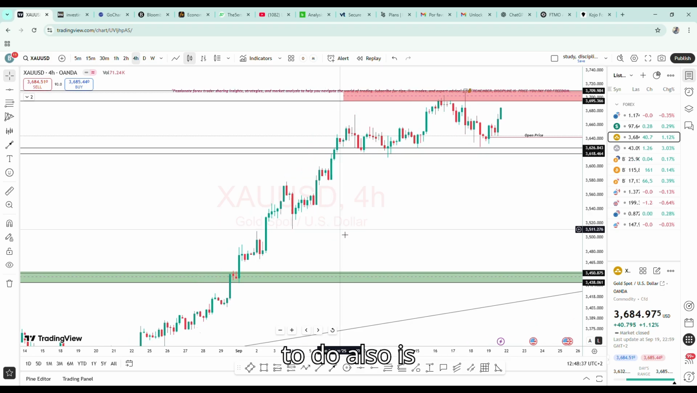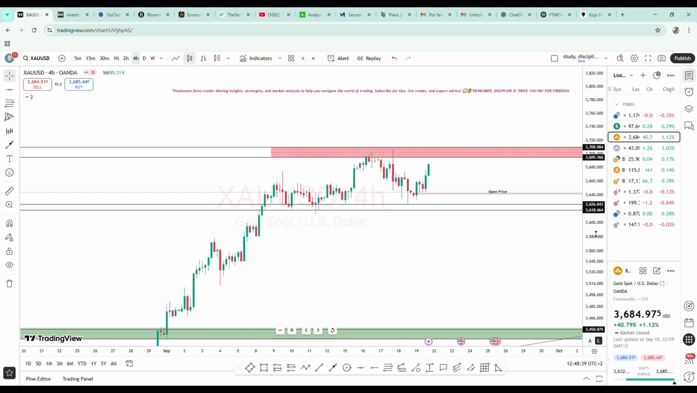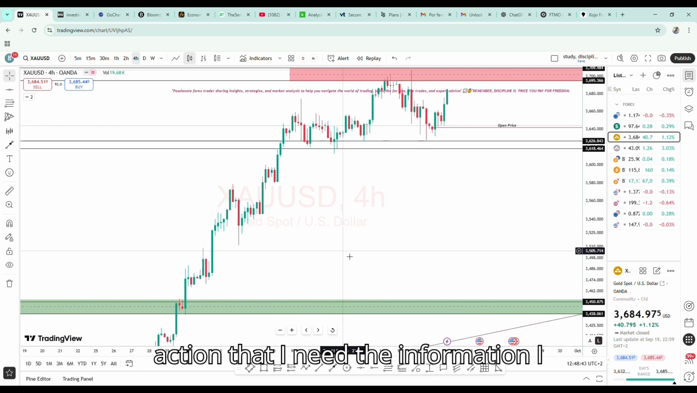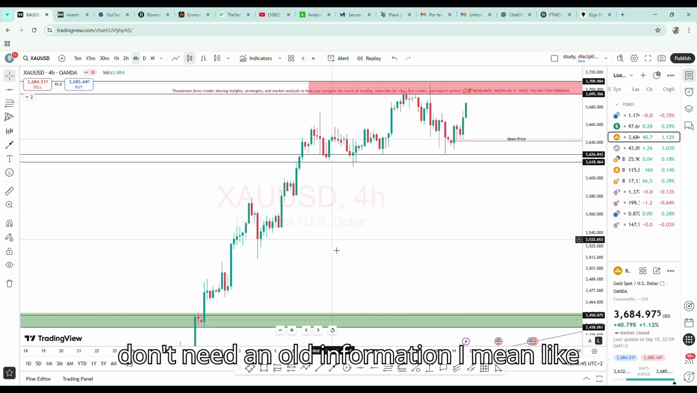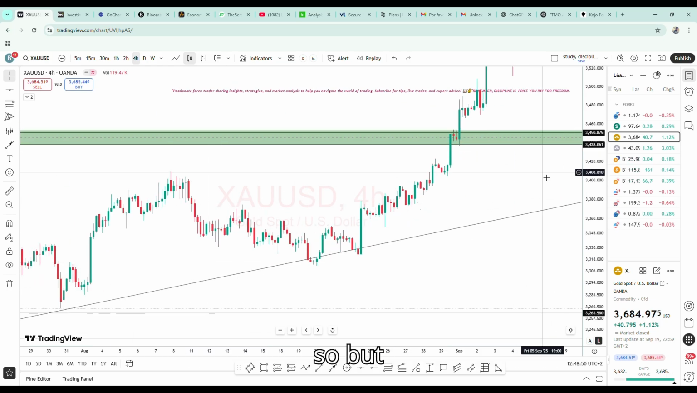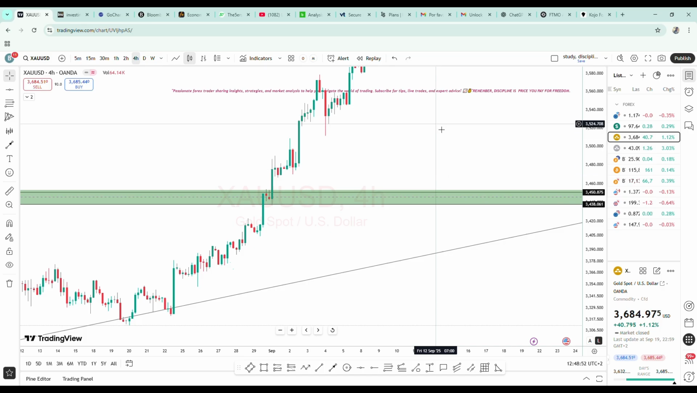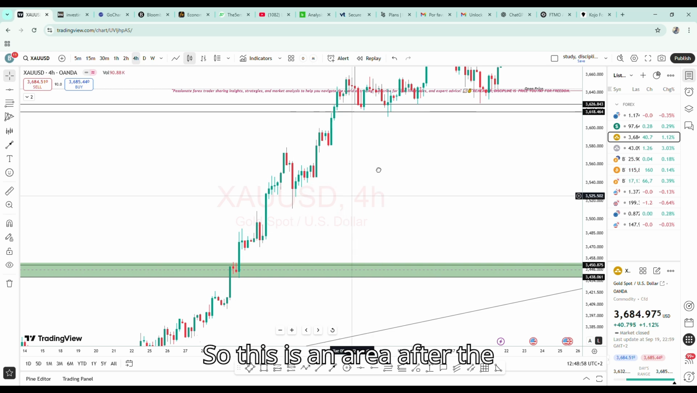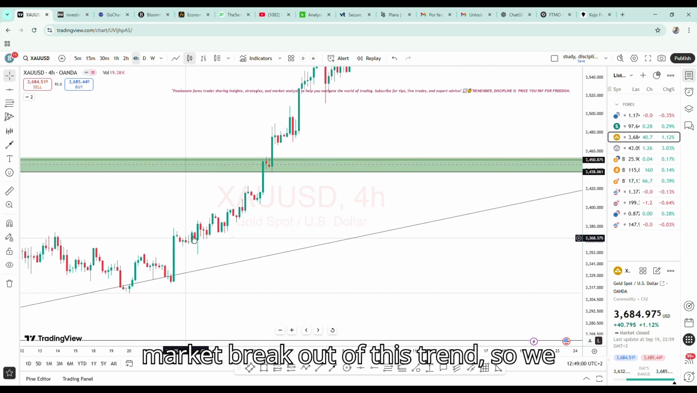What I want to do also is these are just the recent price action that I need the information from. I don't need old information. I mean, these levels are not really of much importance. So this is an area after the market breaks out of this trend.